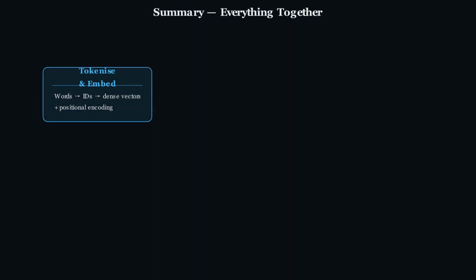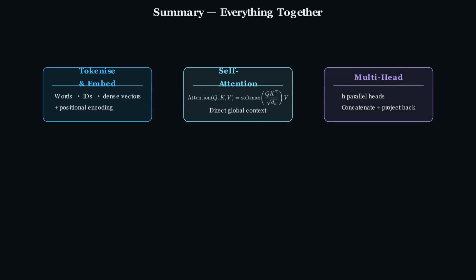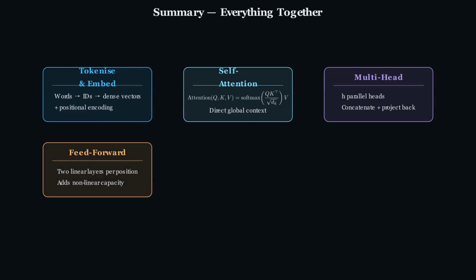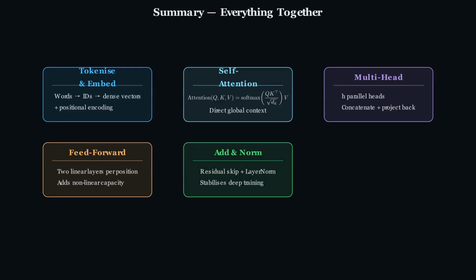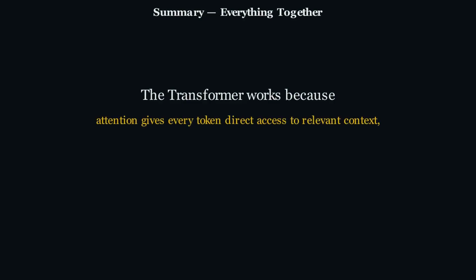Tokenize and embed. Words become positional vectors. Self-attention. Every token attends to every other directly. Multi-head. H parallel heads capture different relationship types. Feed forward. Independent non-linear transform at each position. Add and norm. Residuals and layer norm stabilize deep stacks. Encoder understands the input. Decoder generates the output. The transformer works because attention gives every token direct access to relevant context. And the system scales reliably with more data and compute.